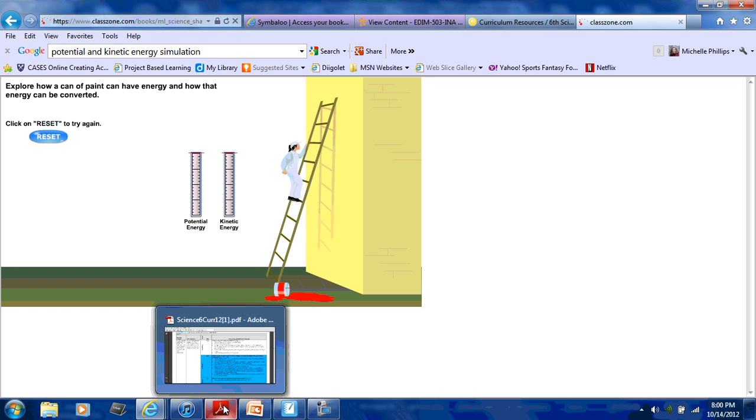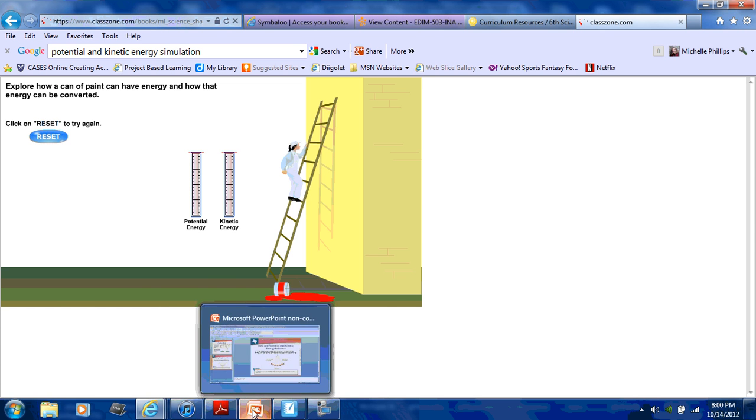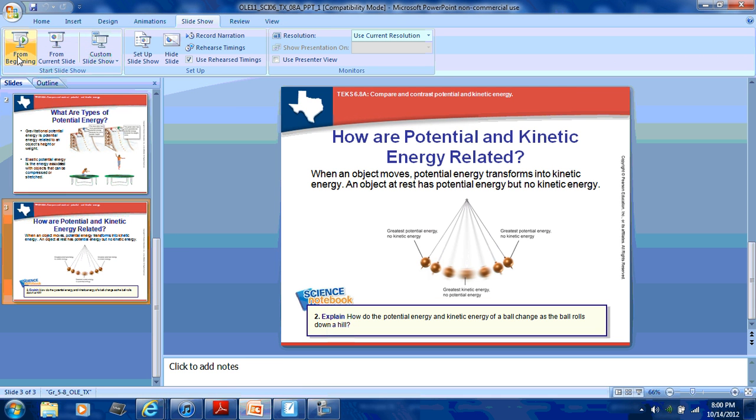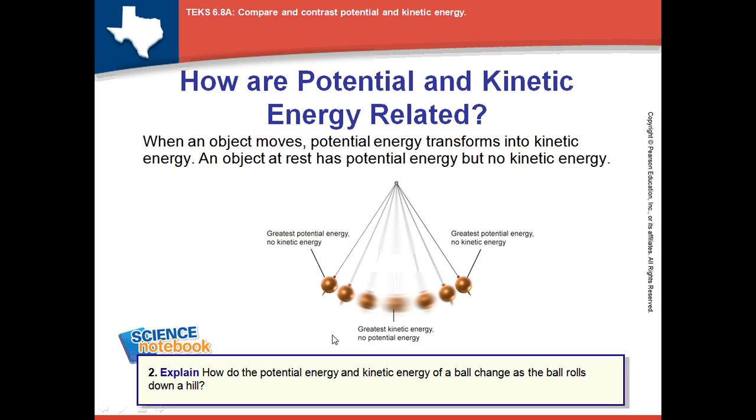So what I want you to do tonight, since watching this video, I want you to think about this question, and I want you to have an answer when you come to class. How do the potential energy and kinetic energy of a ball change as the ball rolls down the hill?